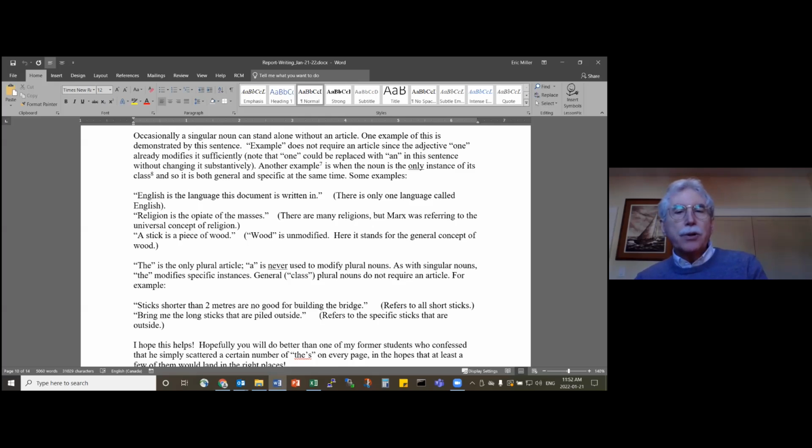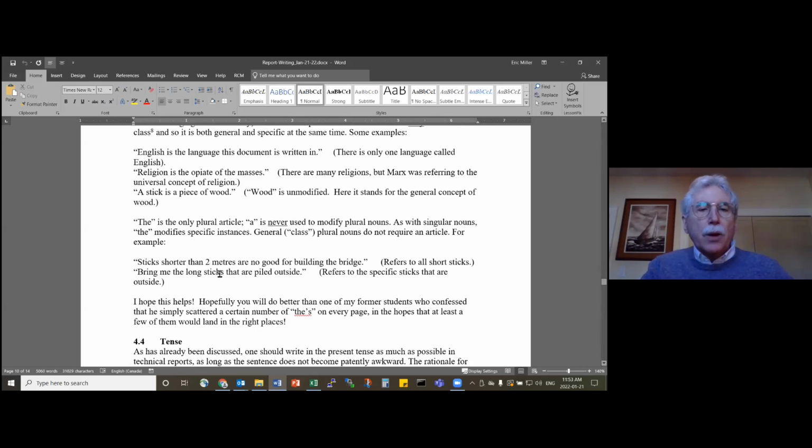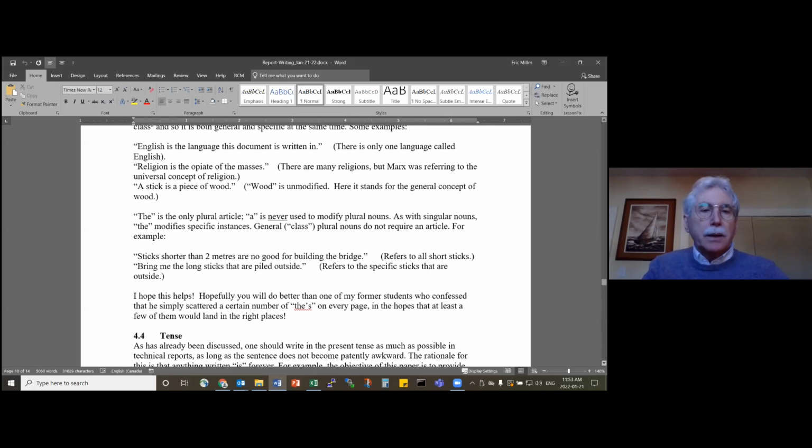So, "Sticks shorter than 2 meters are no good for building the bridge." Sticks, we're talking about any sticks, it doesn't need a modifier. We wouldn't say "the sticks shorter than 2 meters" because we're not pointing towards specific sticks in this case. But the bridge, this person is talking about a specific bridge, so it's also singular, so we need the article. Compare that with "Bring me the long sticks that are piled outside." Here we're pointing towards a specific set of long sticks, so we need the article.